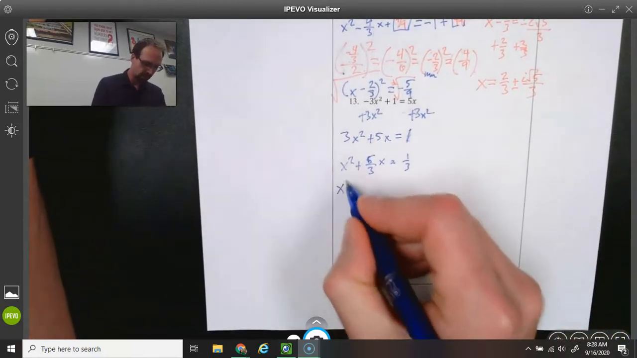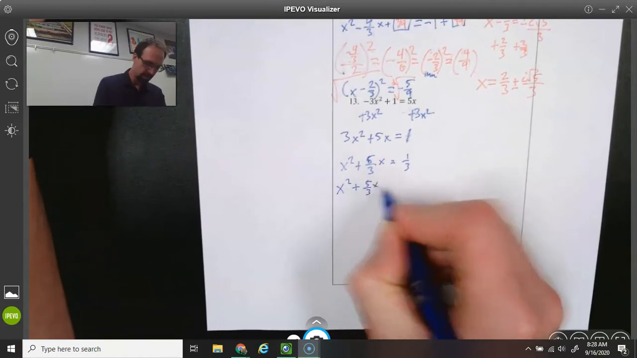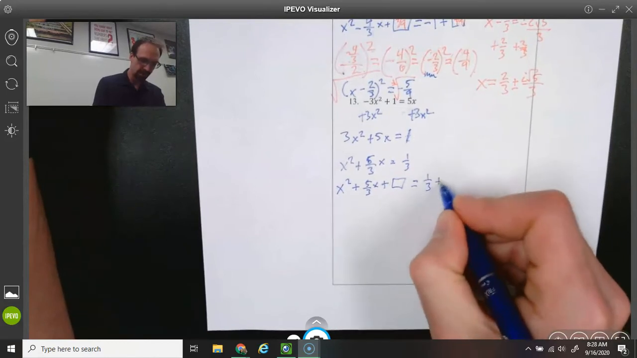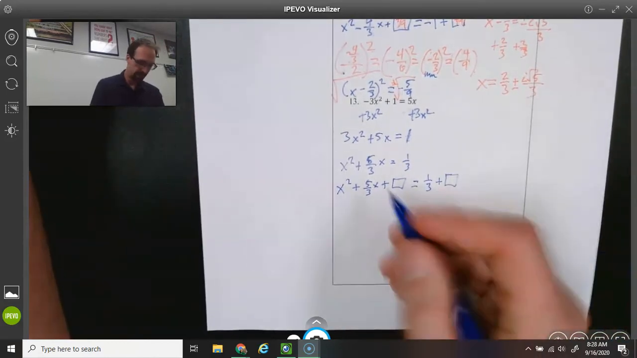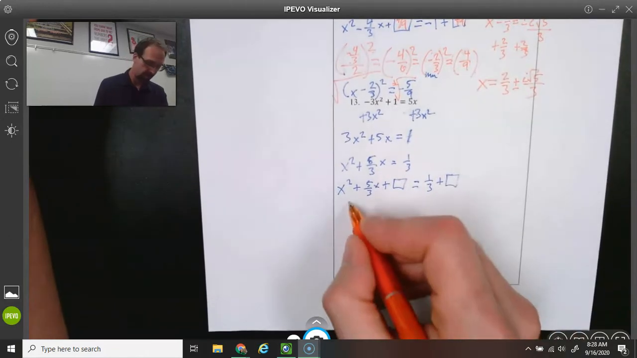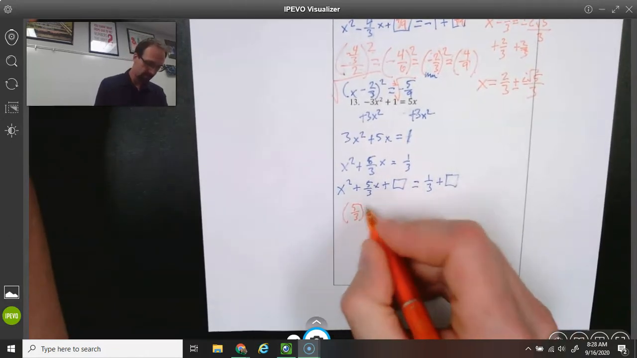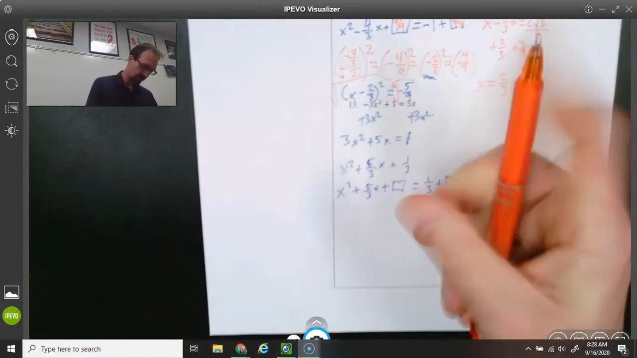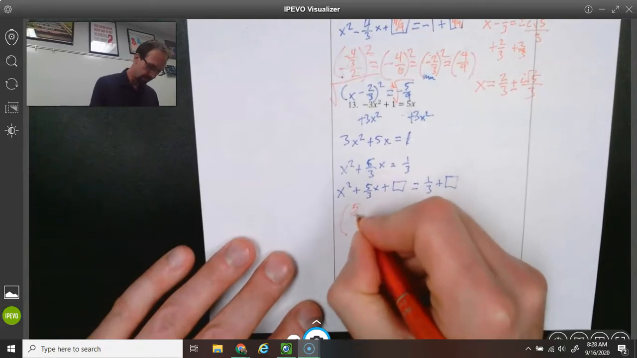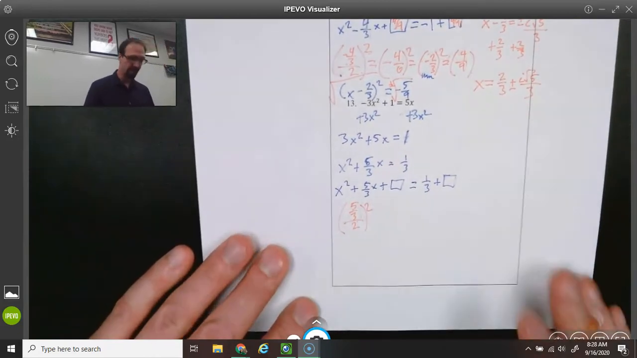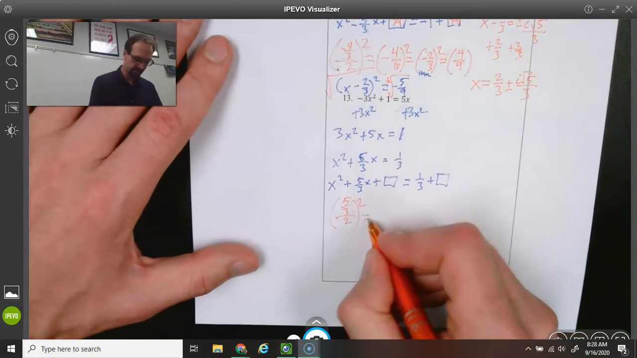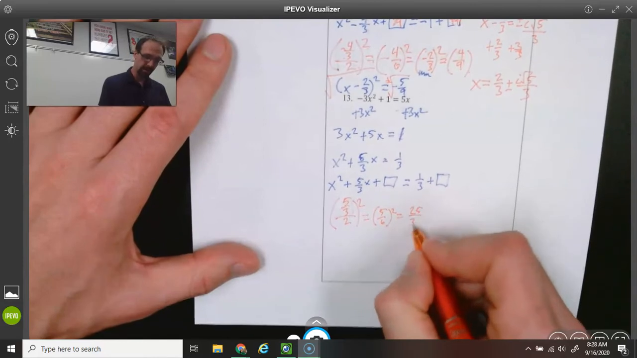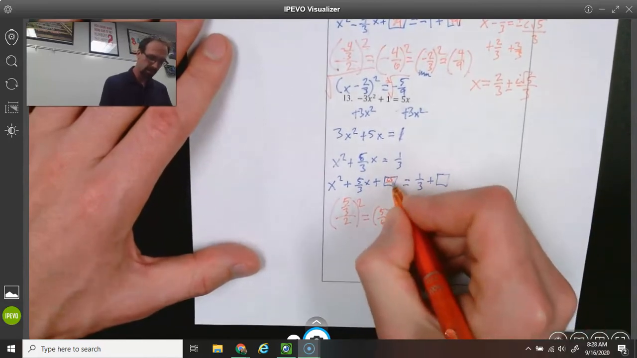We're going to go ahead and put in our box for the number that we're going to add to complete the square. And then now let's go ahead and take 5/3 divided by 2, and then squaring it. Didn't make my parentheses large enough here. 5/3 divided by 2, and then squaring it. 5/3 divided by 2 is going to be 5/6. Squaring that is going to give me 25/36. So that's the number I'm going to add on both sides.